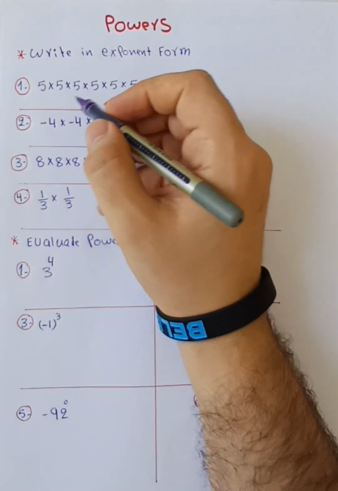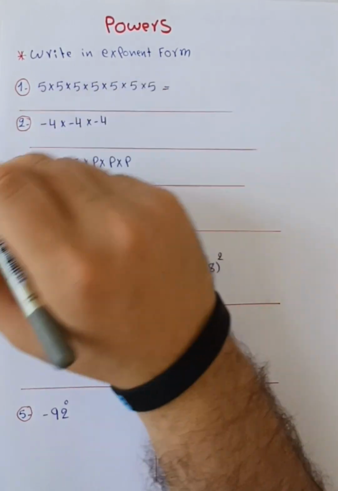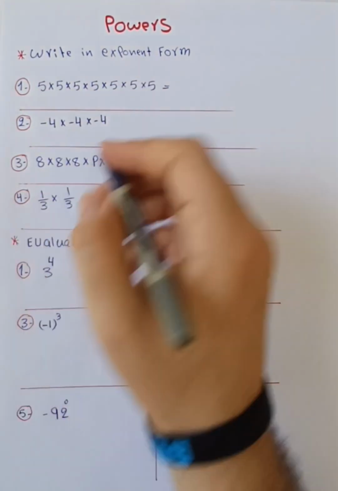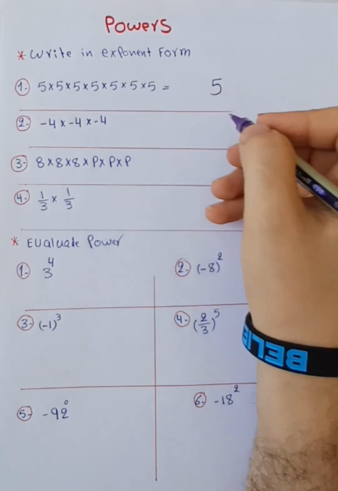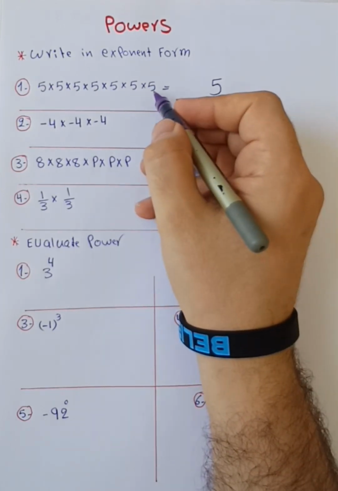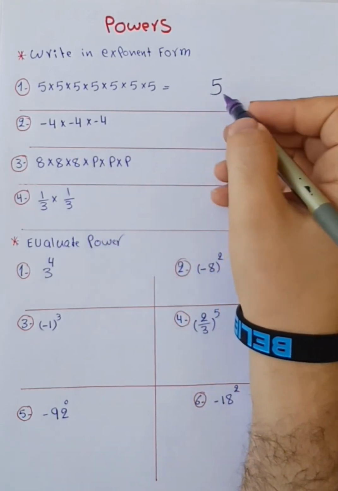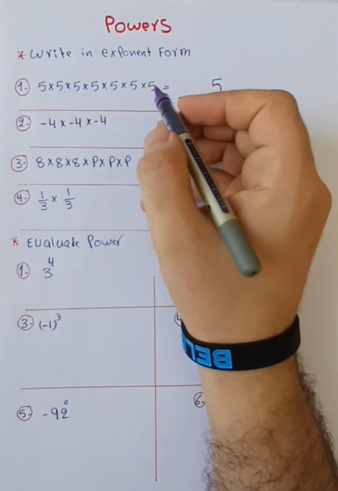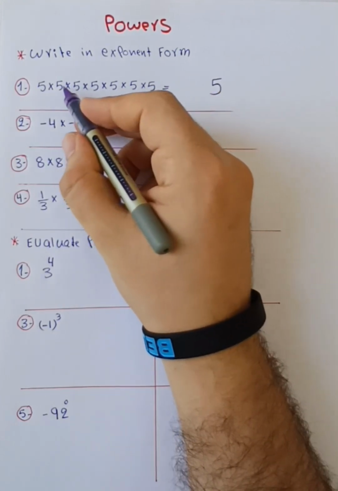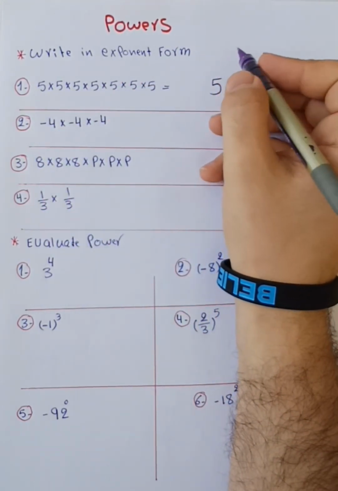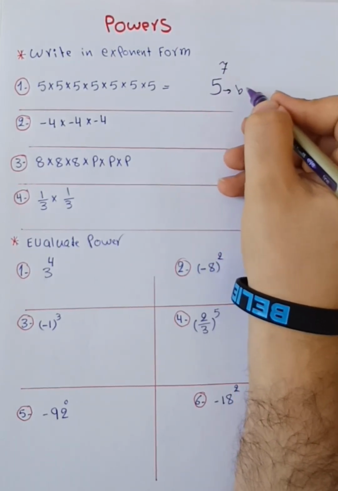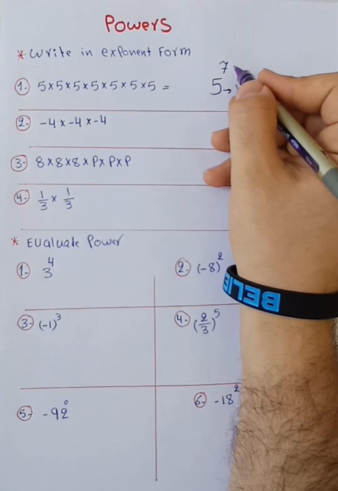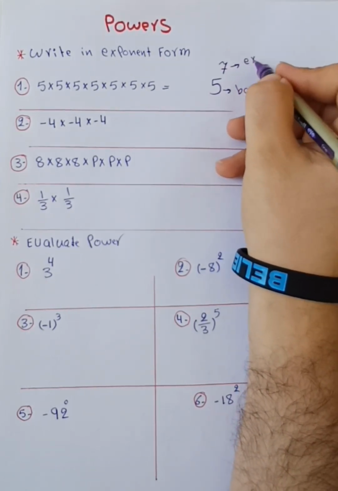In this example we have 1, 2, 3, 4, 5, 6, 7 fives multiplied by each other. So we have to write 5 as the base, because all the numbers are 5, so the base is 5. And for the exponent we have 1, 2, 3, 4, 5, 6, 7. We have seven 5s, so the exponent is 7. Always this number is called the base and this number is called the exponent.